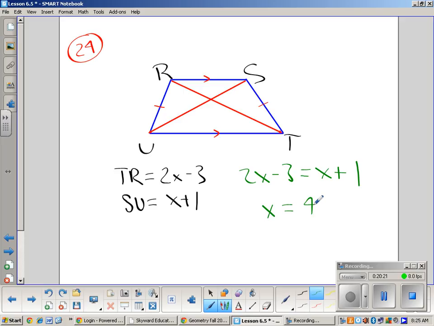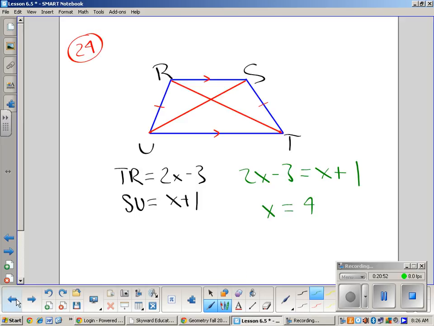Now, be careful. Some of these, like this one here, might not say find x. They might say find the length of RT. Which would mean that now that I know what x is, I go back here and say RT is 2 times 4 minus 3, or 8 minus 3, which is 5. Okay? So just make sure you answer the question. It might simply be find the value of the variables, but it might not be. Alright? Any questions on that one?